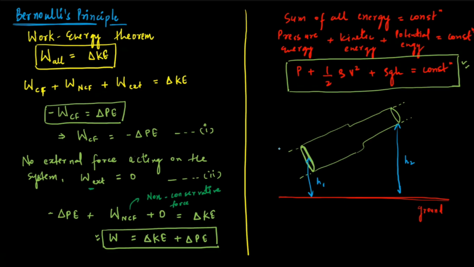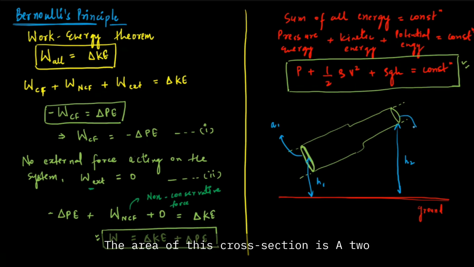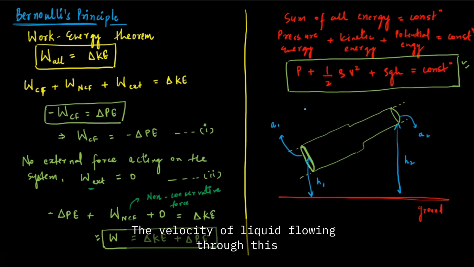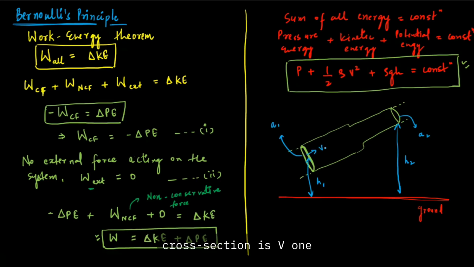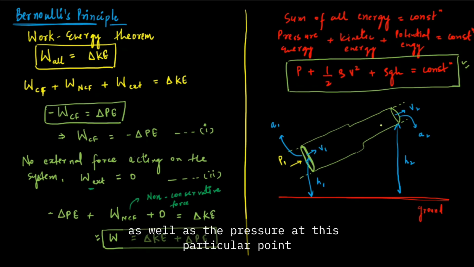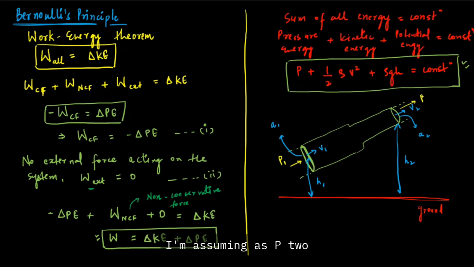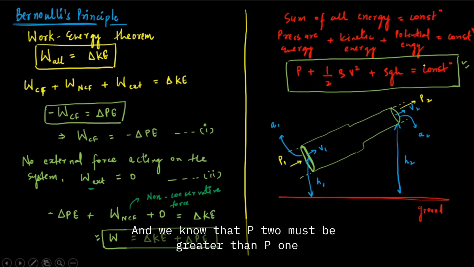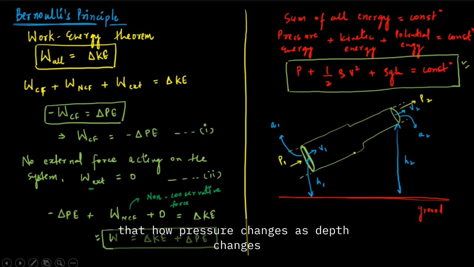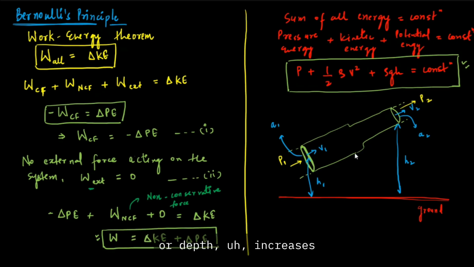Now, the area of this cross section is A1. The area of this cross section is A2. The velocity of liquid flowing through this cross section is V1. The velocity of liquid flowing through this cross section is V2. Apart from this, we already know that as depth increases, pressure increases. So the pressure at this particular point I am assuming as P1, and the pressure at this point as P2. And we know that P2 must be greater than P1, because we already saw how pressure changes as depth increases.